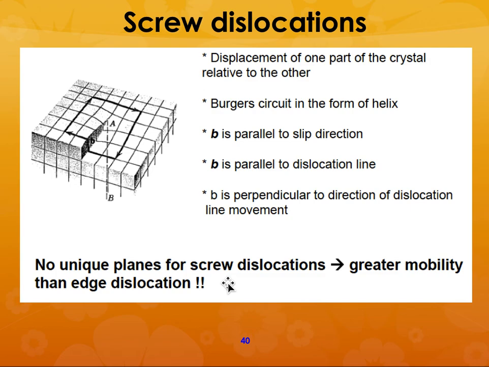But the reality is that dislocations are neither purely edge nor screw. They have a property that is somewhat in between. There are some edge features to a dislocation, and there are some screw features to a dislocation. So they would move differently, but they move nonetheless.